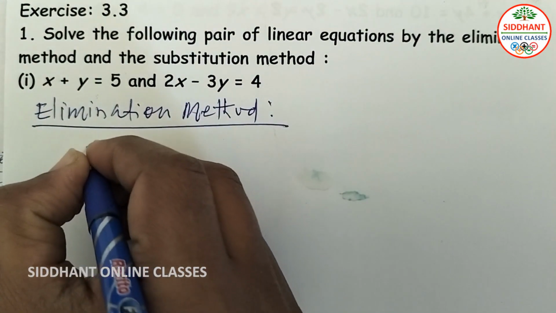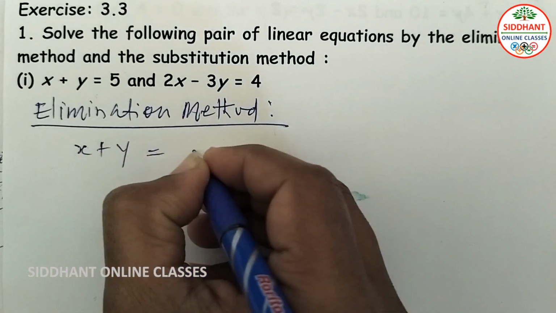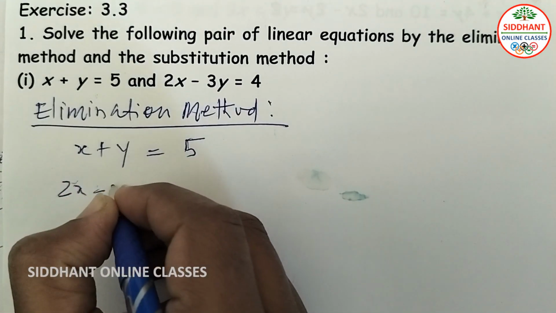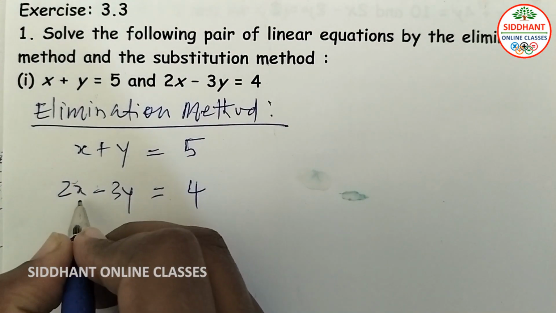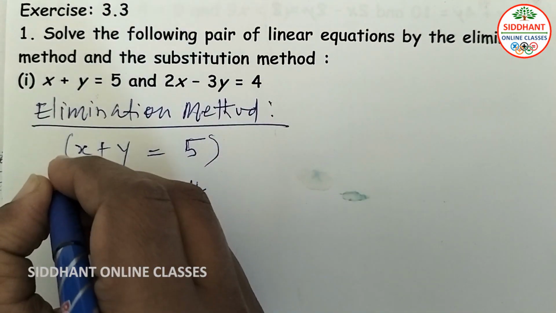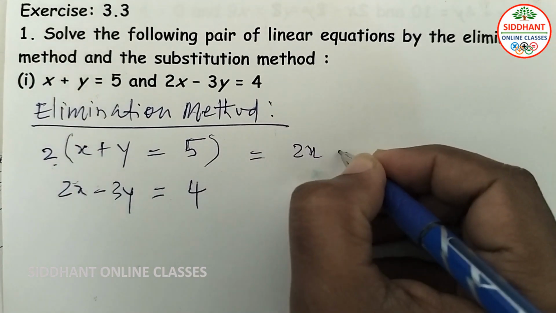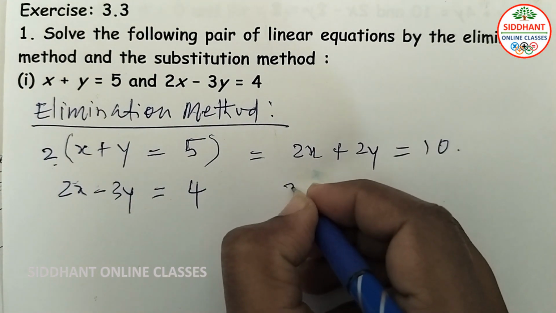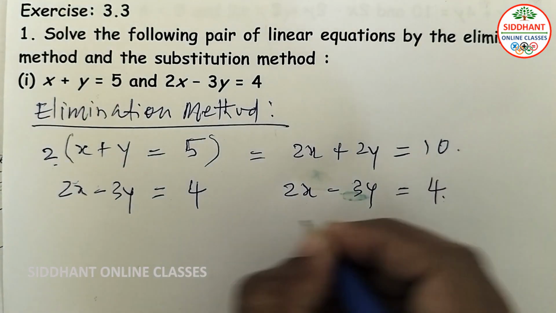So two equations we are going to write. x plus y equal to 5, 2x minus 3y equal to 4. So now in order to get the same coefficient, we are going to multiply the first with 2. So now we will get 2x plus 2y equal to 10. The second equation is 2x minus 3y equal to 4.